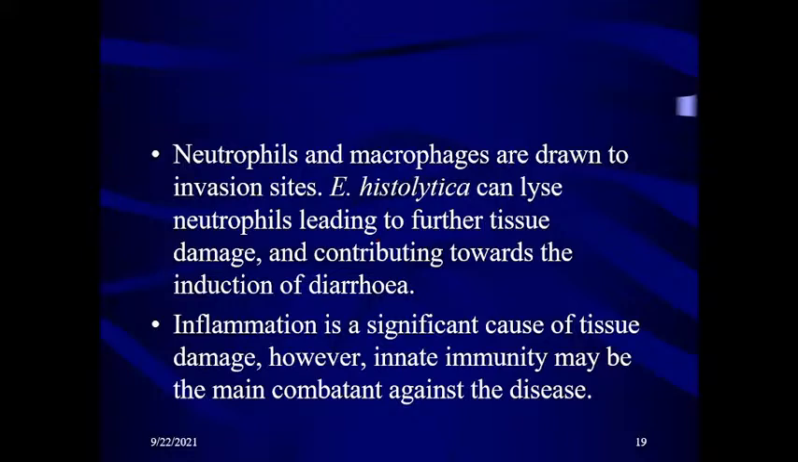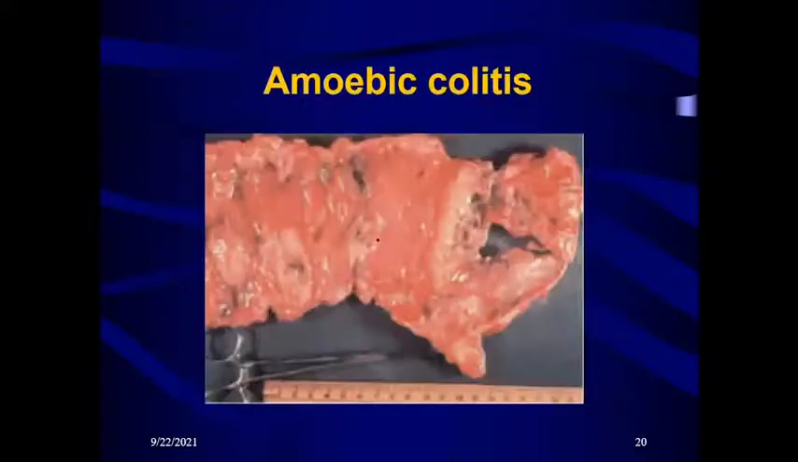Neutrophils and macrophages are drawn to the invasion sites, and Entamoeba histolytica can lyse neutrophils, leading to further tissue damage and contributing towards the induction of diarrhea. Inflammation is a significant cause of tissue damage. However, innate immunity may be the main combatant against amoebiasis. So strong innate immunity is going to be useful here. In colitis, basically you see edematous, very red mucosa. You can find ulceration and perforation.